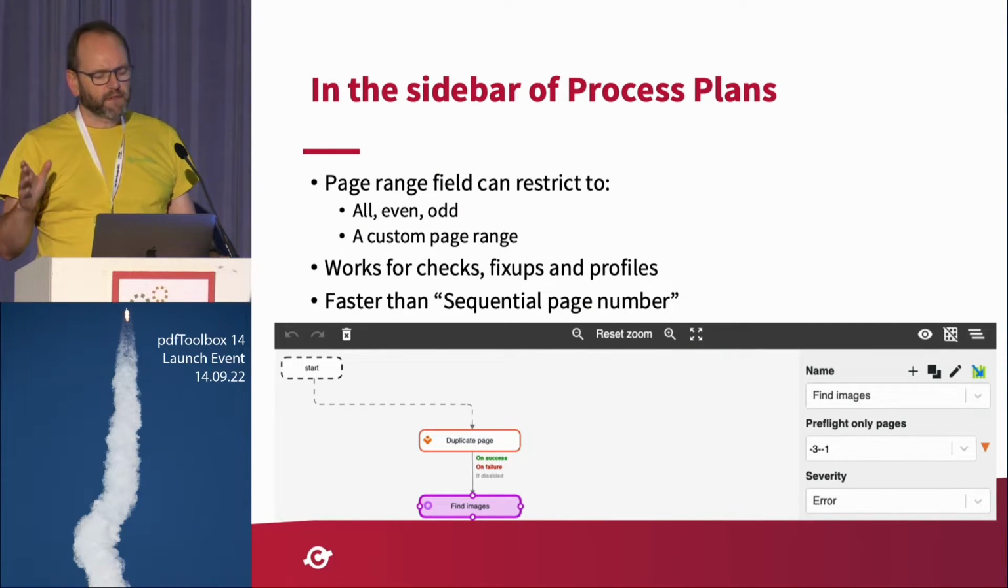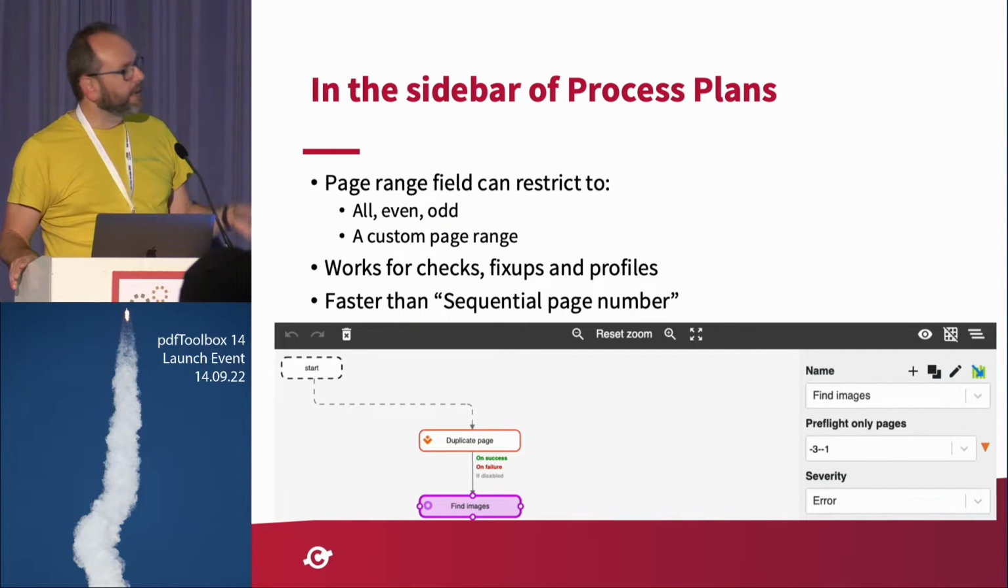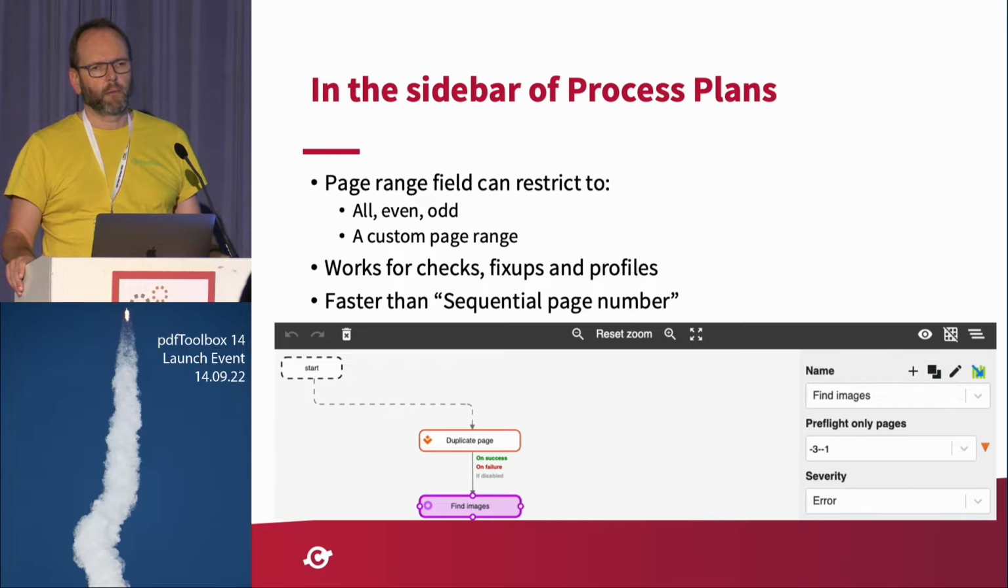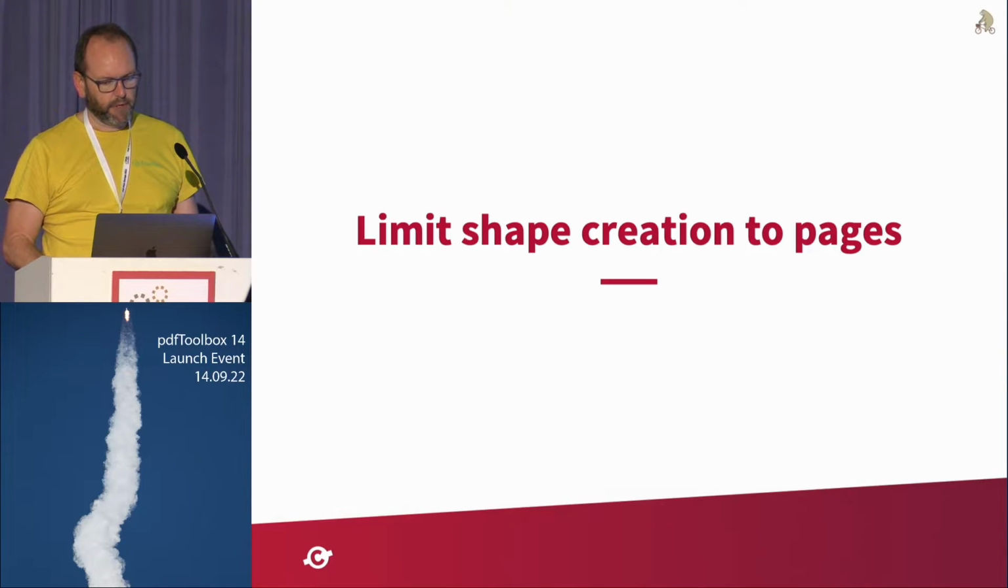You could do something similar by including an additional condition in the check for sequential page number, but doing it this way is going to be faster and in a way also more convenient to set up than using sequential page number. So just open the process plan editor, select one of the elements, a check, a Fixup, or a profile, and you'll see this pages property appear where you can have a page range.